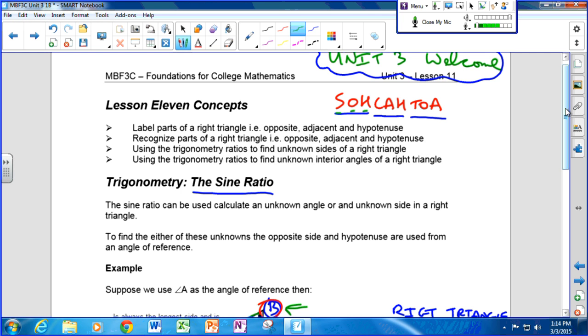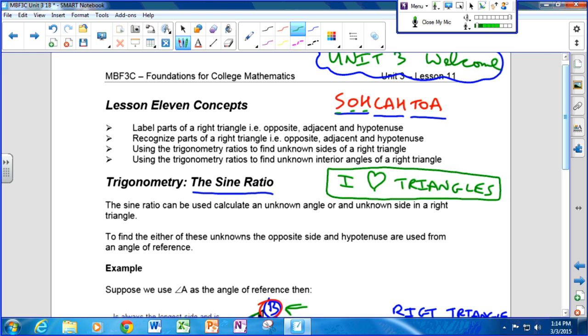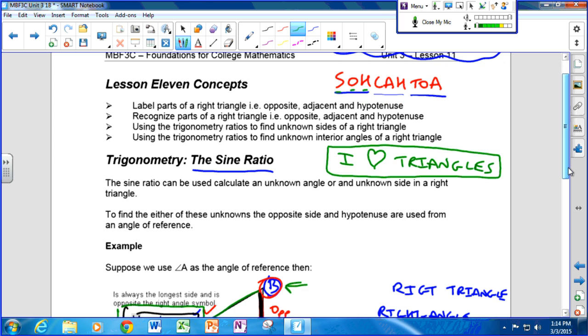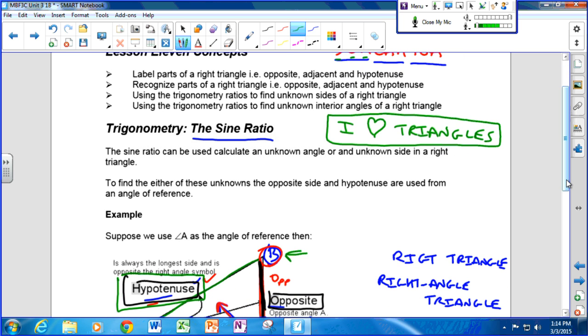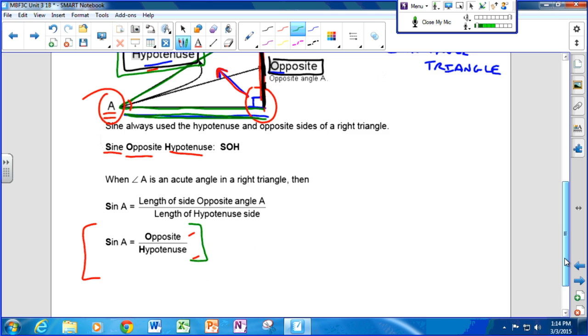Now how do you remember what SOHCAHTOA is? Well, to me, SOHCAHTOA means I heart triangles. That's what it means to me. I love triangles, SOHCAHTOA, in whatever language you want it to be in. A lot of high school students, when they're taking a math test, in the upper right-hand corner, you'd think that their name was SOHCAHTOA, because right where the name usually goes, they write SOHCAHTOA. That's the first thing they do.